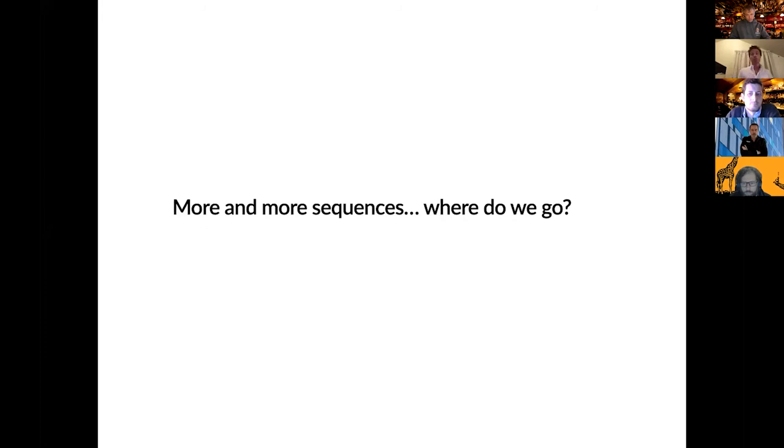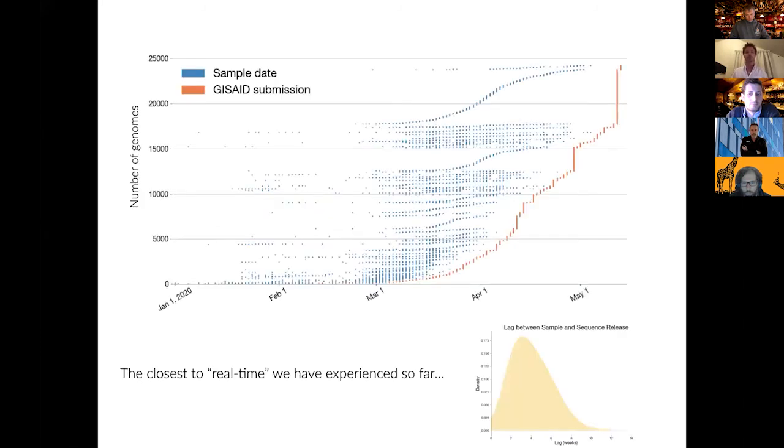And so we're getting more and more sequences, which is brilliant. But where do we go? So this main figure here is showing all of the sequences that have been submitted to GISAID so far. The red dots over time, climbing up the graph, are when the sequences were made available in the database. And if you trace back horizontally in each row, the blue dot is when that sequence was sampled. So you can see that there's some lag here.